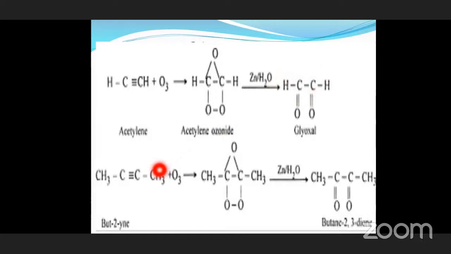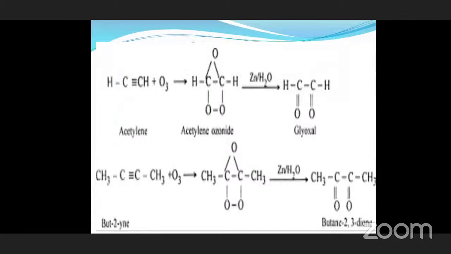Then the third one: when but-2-ene participates in the reaction with ozone, it forms again an intermediate structure, but-2-ene ozonide, which also reacts with zinc and water to form butane-2,3-dione. So these are the important ozone chemical reactions which are very useful for your IPE level. Dear students, you have to concentrate more on this type of reaction.